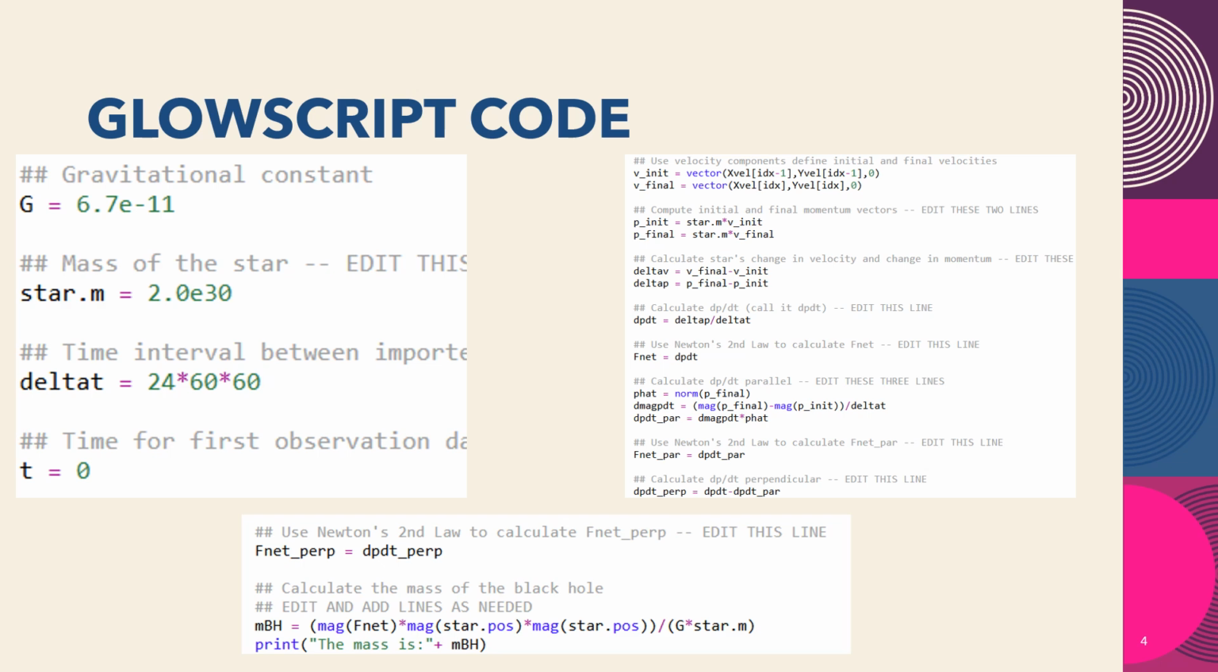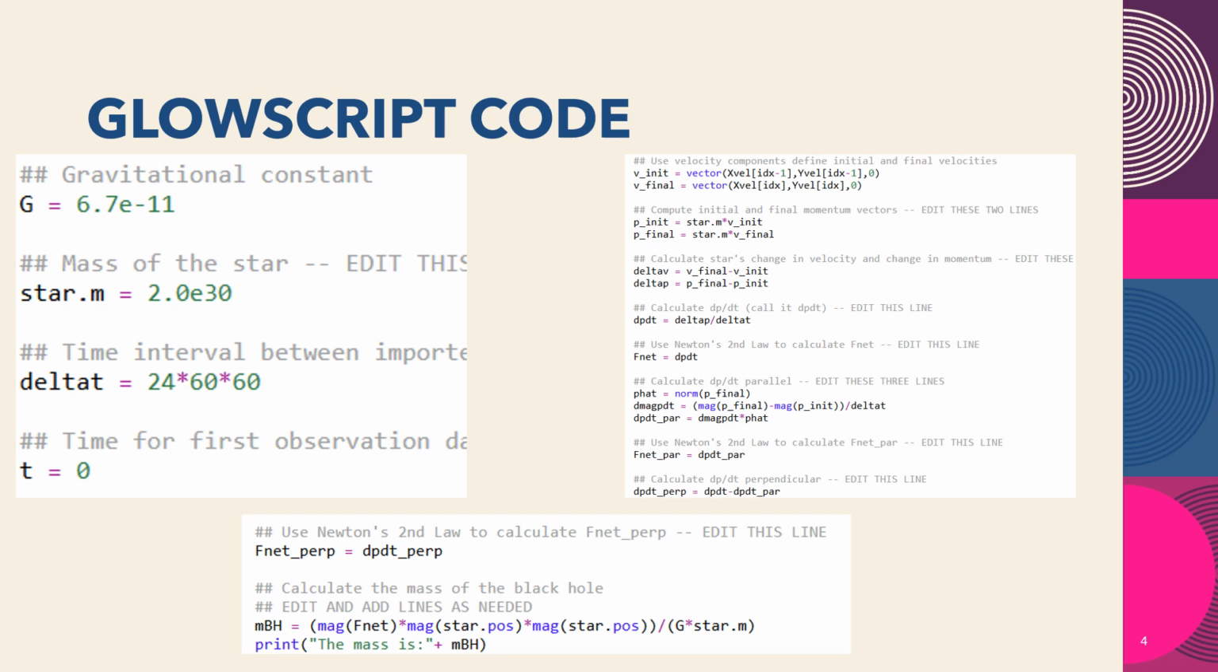And then for our net force and velocities, we can look to the top right. We can see that p initial is the star's mass times the initial velocity, and p final is the star's mass times the final velocity. You can see that we can calculate change in velocity, saying that the change in velocity equals the velocity final minus v initial.